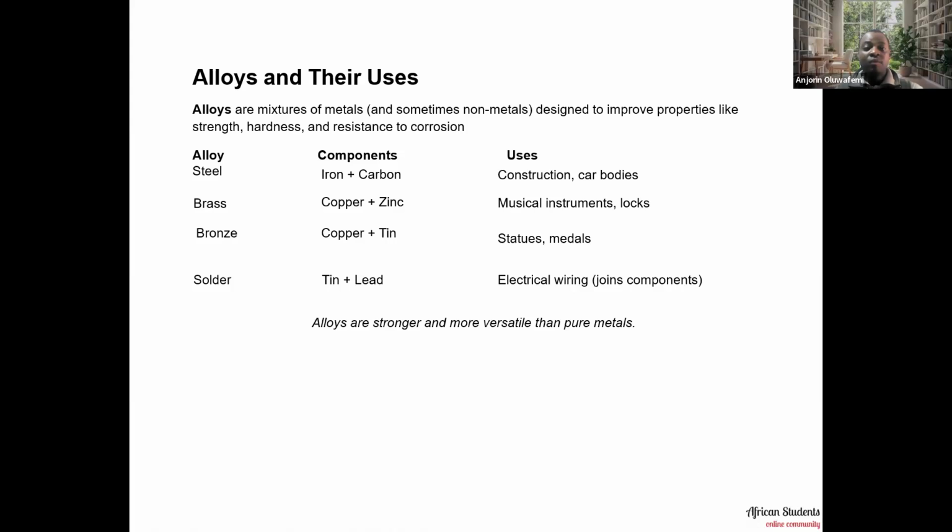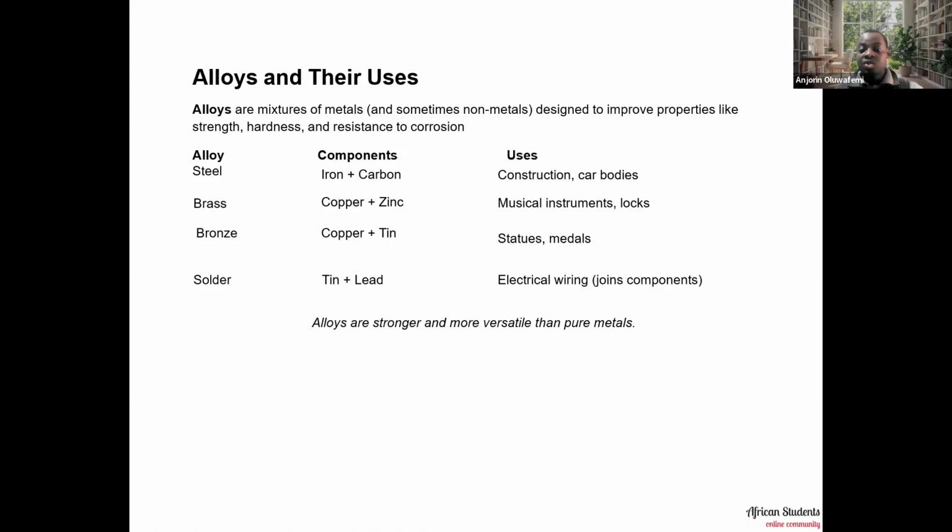Brass is an alloy of copper and zinc. It's used in making musical instruments, locks and so on and so forth. Bronze is an alloy of copper and tin. It's used in making statues and medals. And then solder is an alloy of tin and lead that is used in electrical wiring. It's used in joining components.